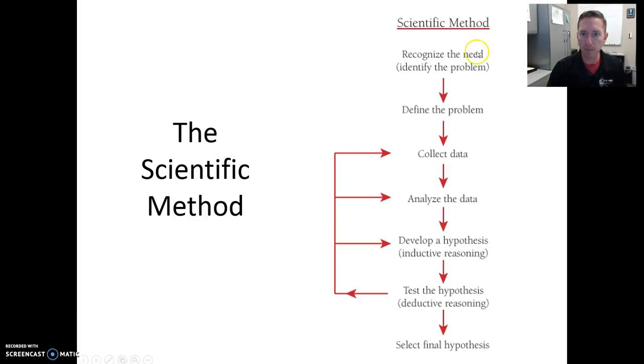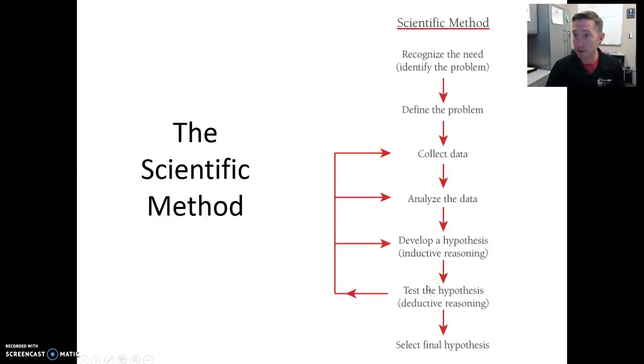Recognize we have a problem, define that problem, collect the data, analyze the data, develop a hypothesis, test the hypothesis, and select a hypothesis. We have a crime scene. What kind of crime are we looking at? Do we have stuff missing? Do we have a person dead? Collect the data, let's collect all the evidence, analyze it, taking a look at it ourselves, send it to the crime lab, etc.